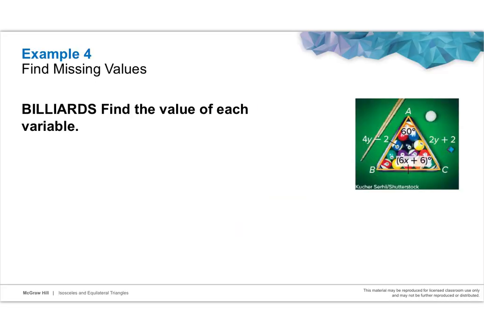Next, we can use the idea of isosceles and equilateral triangles to find some missing values where we have some embedded algebra in the problem. So we have a billiards example here, and we're being asked to find the value of each of the variables.